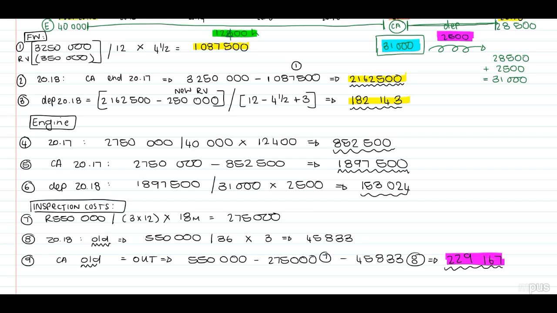Next step, calculation 10. My depreciation for 2018 on my new inspection costs, 585,000 divided by 36 times 9 months, and this is 146,250. And we can now transfer all of this to our table.